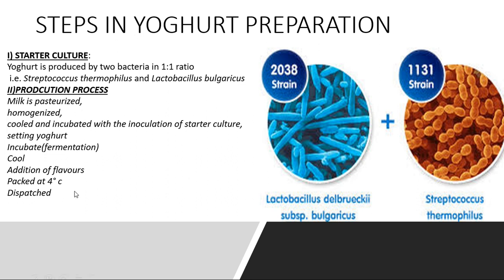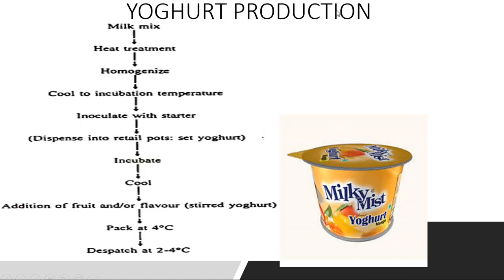Here are all the steps that we are going to have. Milk is pasteurized and then homogenized, then cooled and incubated with the inoculation of the starter culture, then setting of the yogurt, then incubate and then cool, addition of flavors, packed and dispatched. So let's see that one. We're coming to the production process.